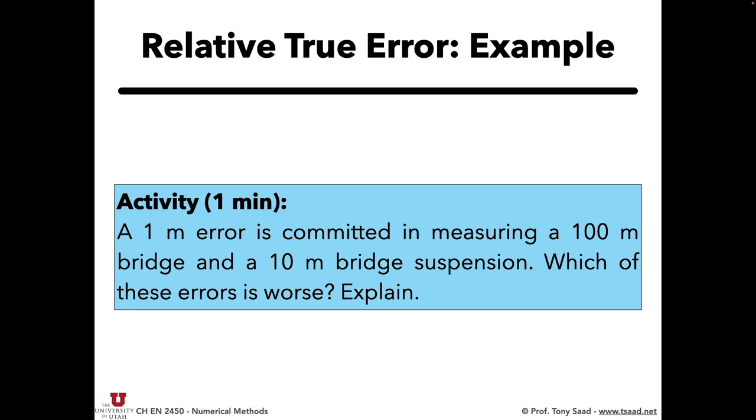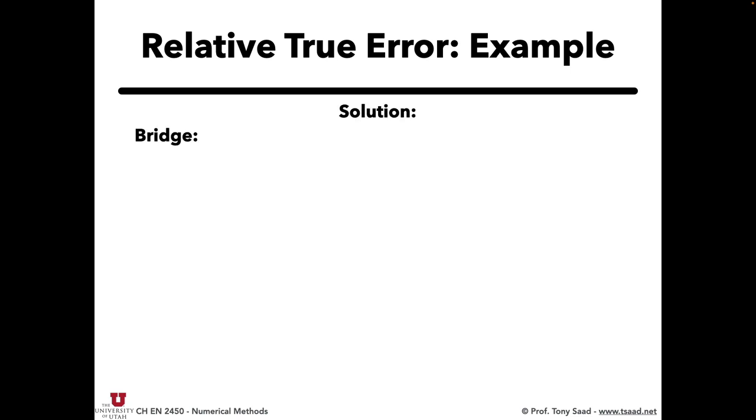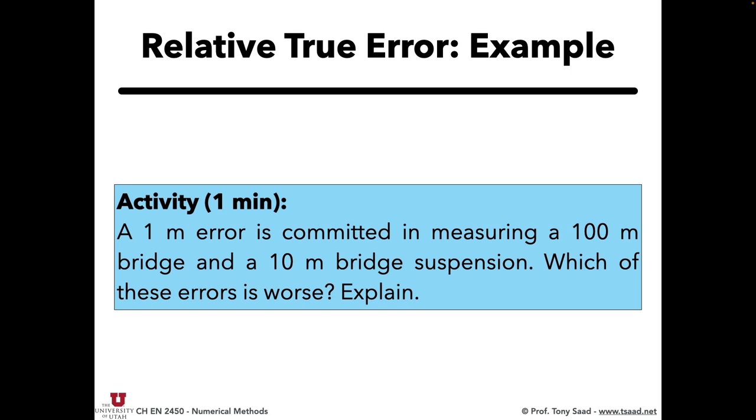If you were to use just the absolute error or the true error, non-relative error, it's a fact, yes, it's the same value of the error, but it's out of context, right? So here's how I would solve this. Clearly, I can tell immediately that the 1 meter error for the 100 meter bridge is insignificant compared to a 1 meter error in a 10 meter suspension, okay? Because in this case, it's 10% of the error. In that case, it's 1% of the suspension, okay?